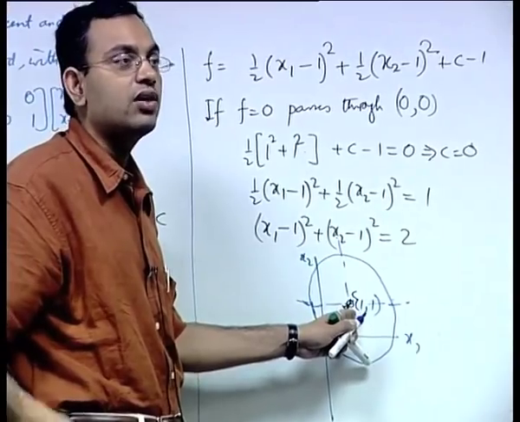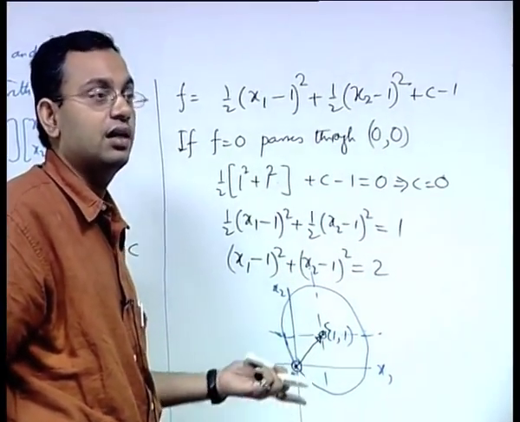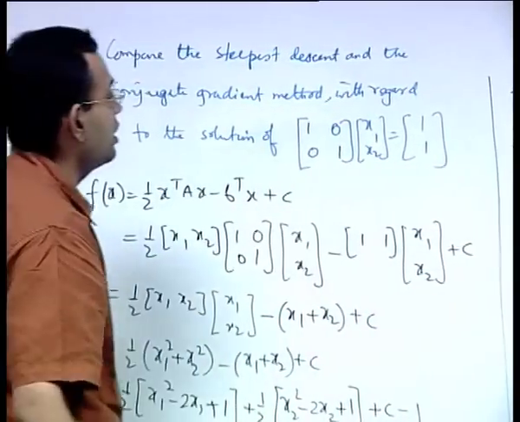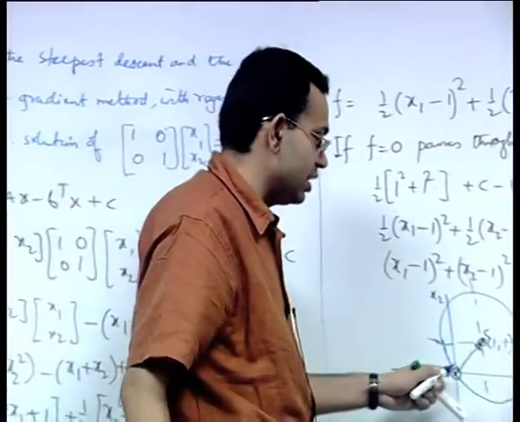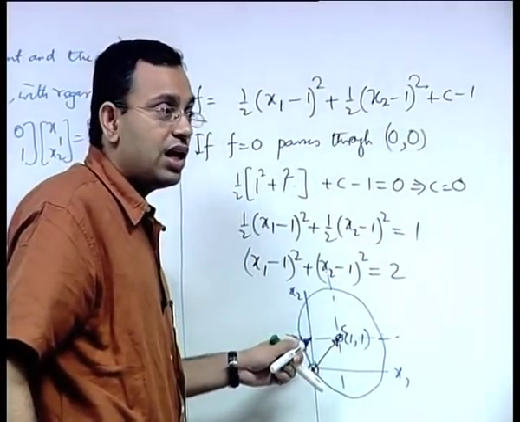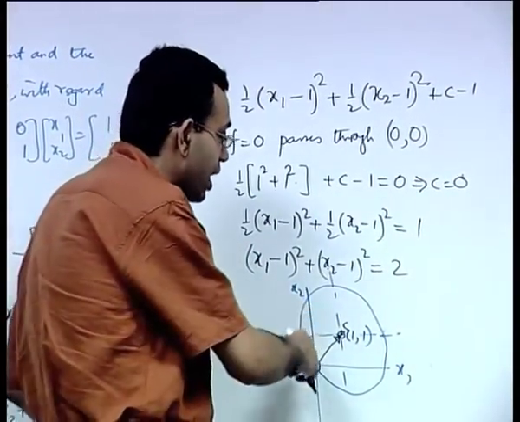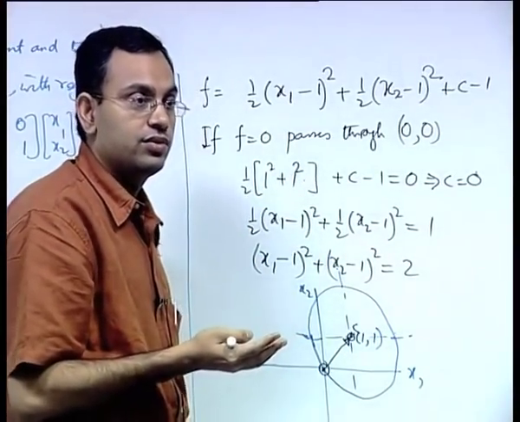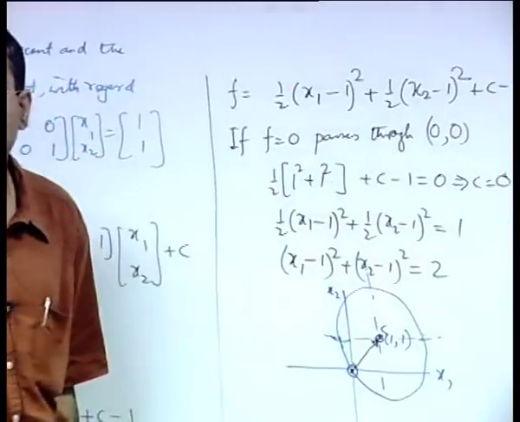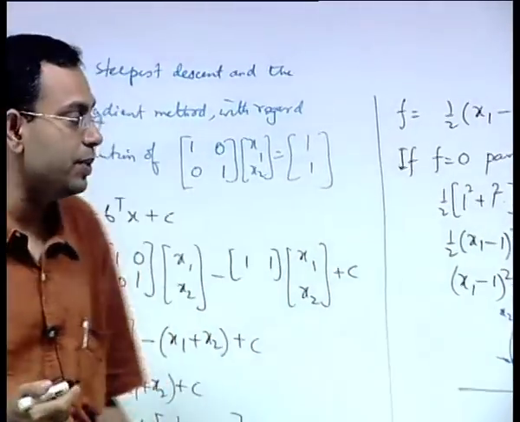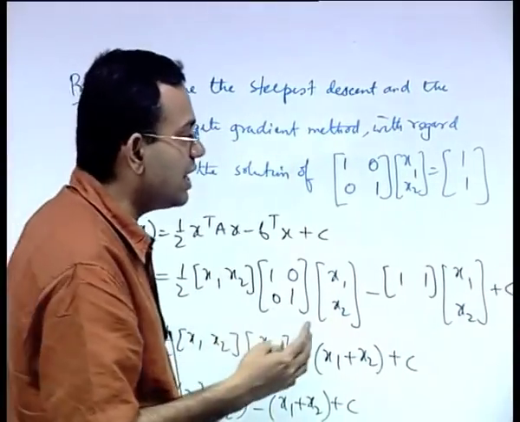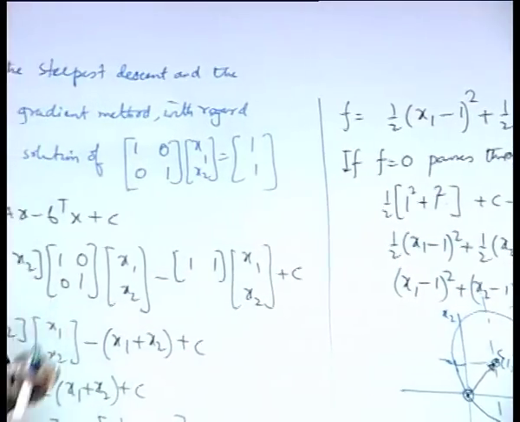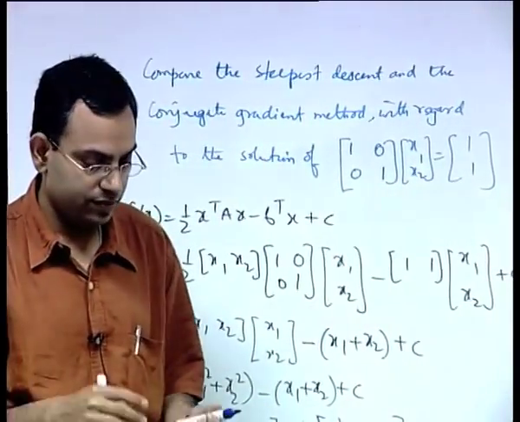The steepest descent and the conjugate gradient method for this case will be identical. So when you say compare the steepest descent and the conjugate gradient methods with regard to the solution of this, they are absolutely identical, because in this special case you are lucky enough to have it as a circle where the normal direction and the radial direction are the same, so that you reach the center in one shot. So this is a very special, very simple example where you can say that in identical steps you can reach the solution for both the methods without working out the further details.